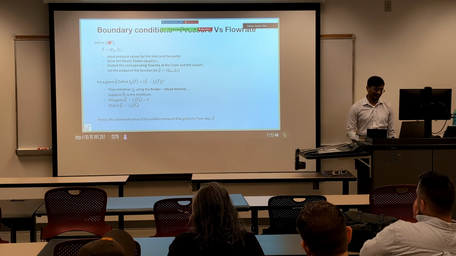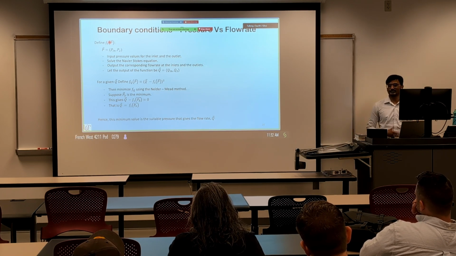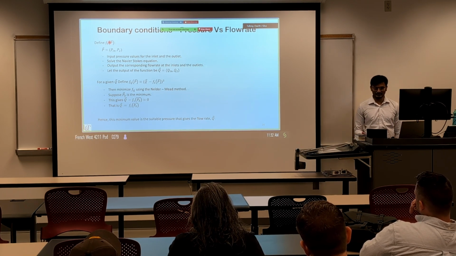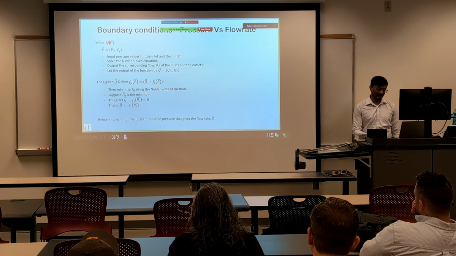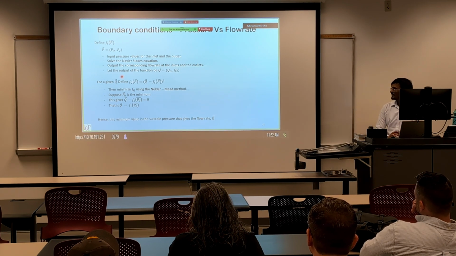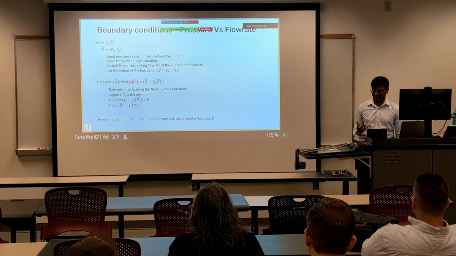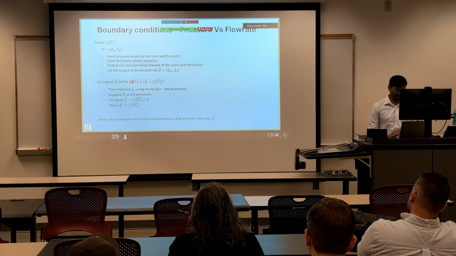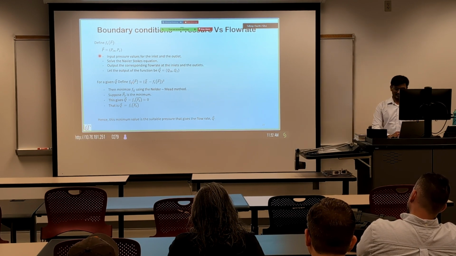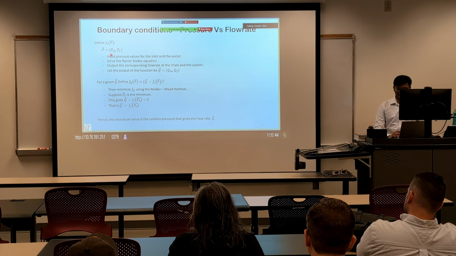Next, we define a second function for a given flow rate value. For a given flow rate value, let's say Q, we define a second function FQ that also takes in pressure, this pressure vector in the sense that it has two components in it.